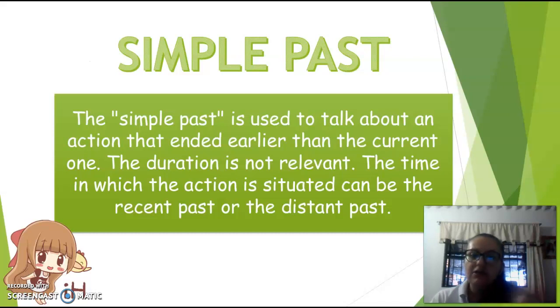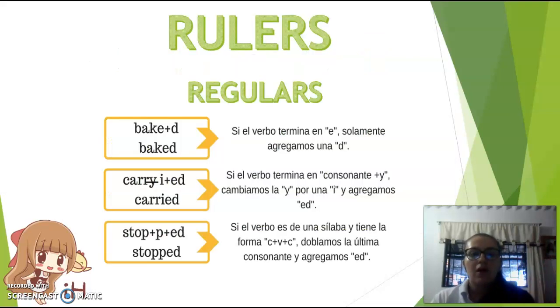The duration isn't relevant. The time in which the action is situated can be the recent past or the distant past. What do you need to know? The rules about regular verbs and irregular verbs. What are the rules about the regular verbs? You need to remember each rule because when you speak or write the verb, you need to check if it is regular or irregular. When you use a regular verb, you need to add the particle ed.